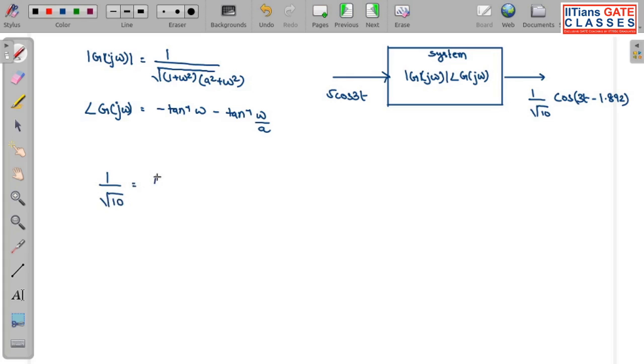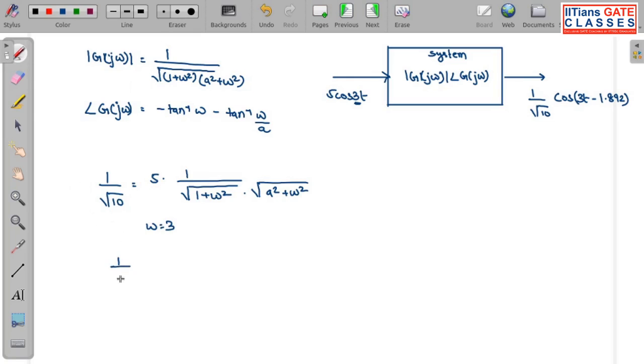It will be 5 into the magnitude of the system. So what is the magnitude of the system? It is 1 by under root of 1 plus ω square, into under root of a square plus ω square. What is ω? You can see here, ω is 3. Okay, ω is 3. So now if I put ω equal to 3, what will it look like?